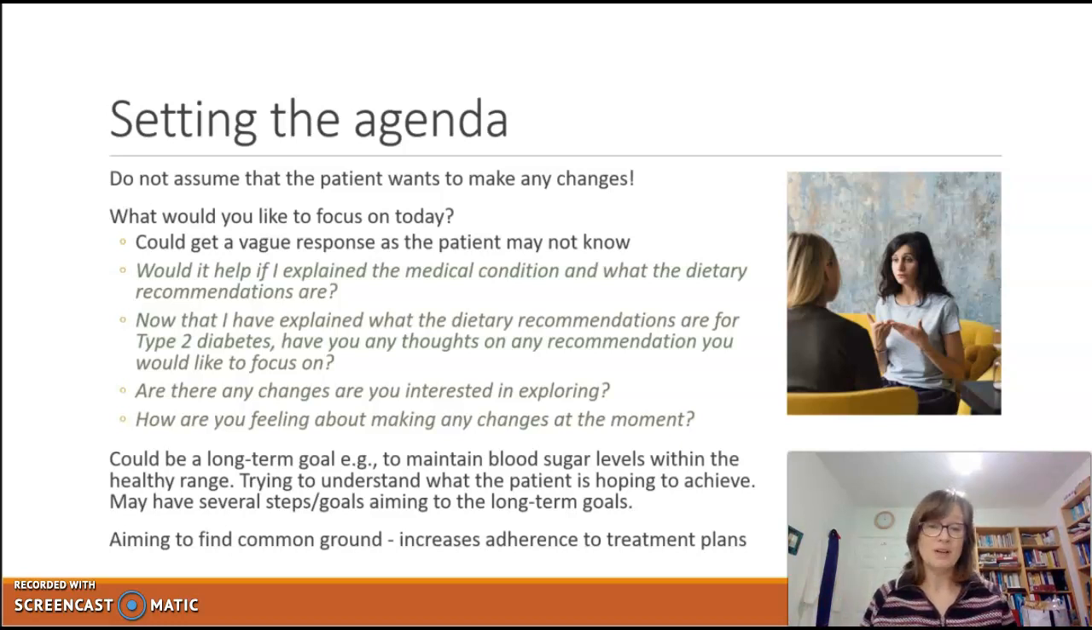You are aiming to find common ground. We know that if you can do that with someone and work together on something that you're agreeing with, that is much more likely to lead to the patient adhering to the treatment plans that you come up with.